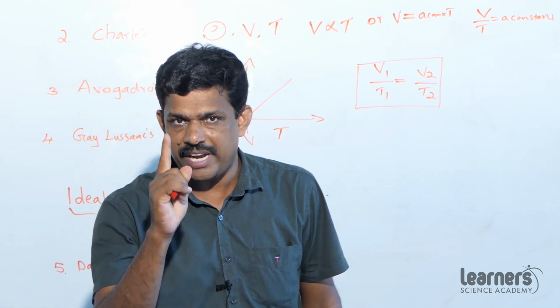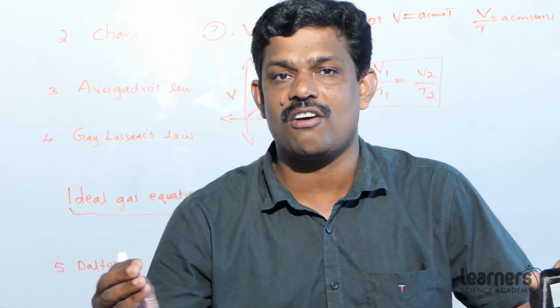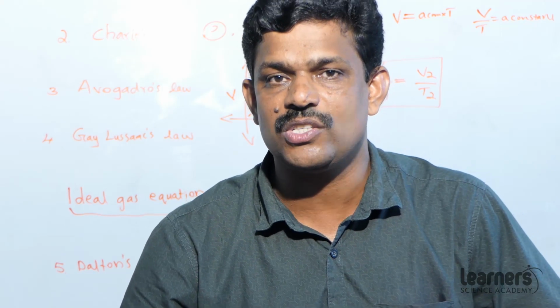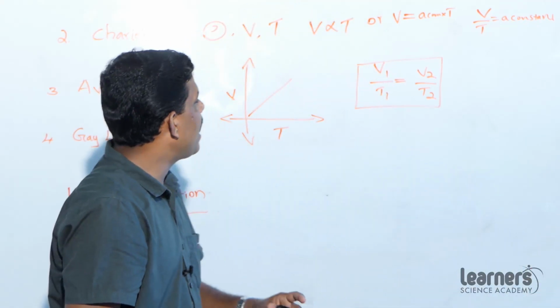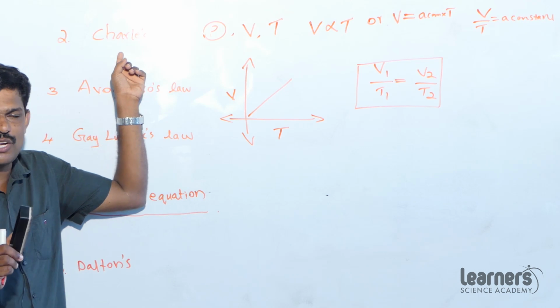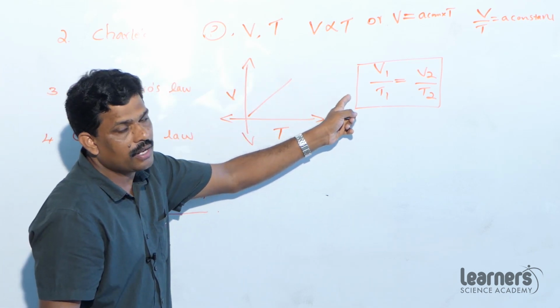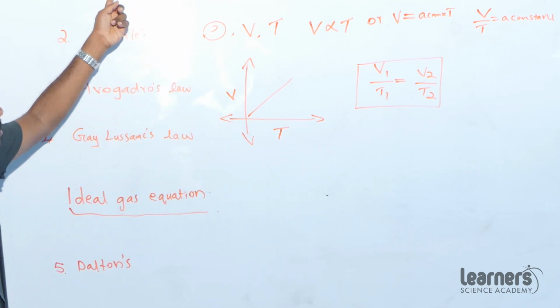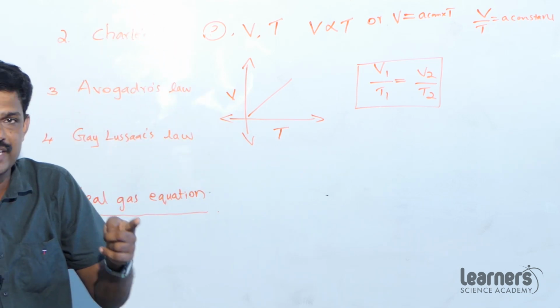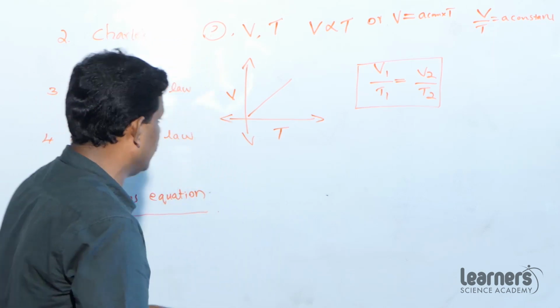Such a graph plotted by taking pressure as a constant is called isobar. So, graphical representation of Charles' law is a best example for isobar. Remember, graphical representation of Boyle's law was a best example for isotherm.